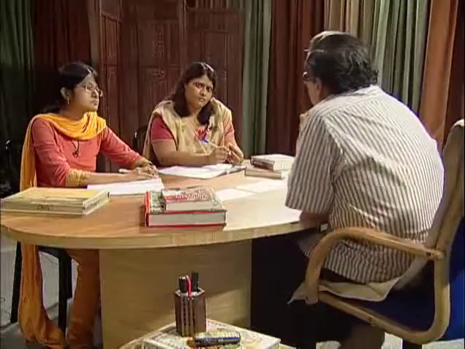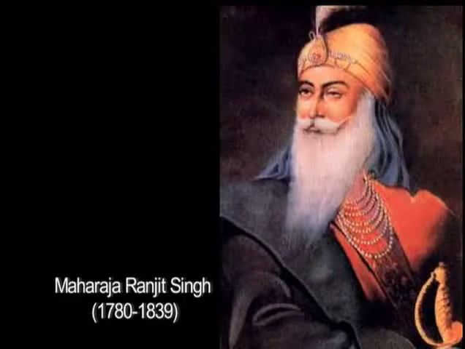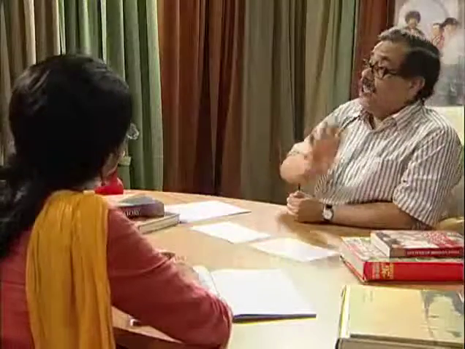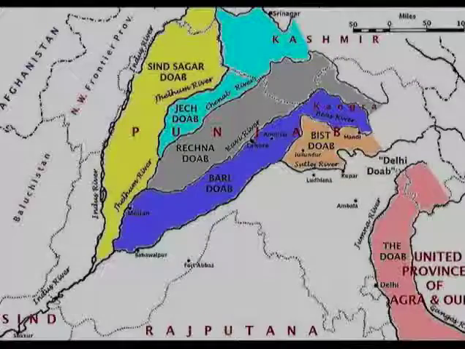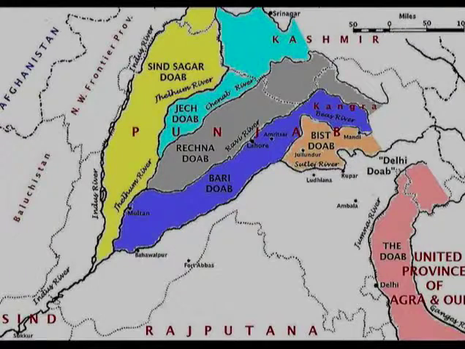In order to understand the conditions in which the emergence of Ranjit Singh as a powerful Sikh leader was possible, you have to look at the later half of the 18th century, when many of the local Sikh Sardars were setting up their own little kingdoms in the agrarian regions of Punjab, in the Doabs. There were many Doabs: Bari Doab, Jalandhar Doab, Rachna Doab, Sindh Sagar Doab. This entire region is crisscrossed by these five rivers.